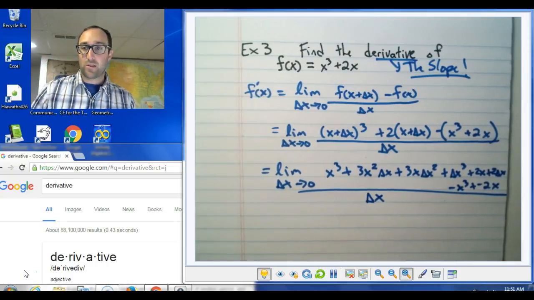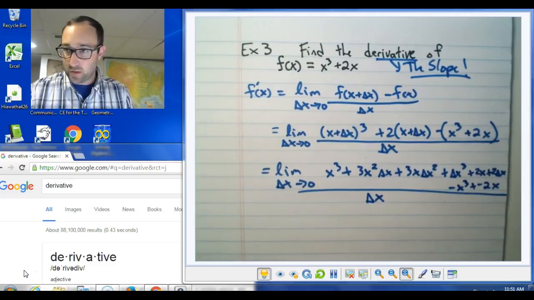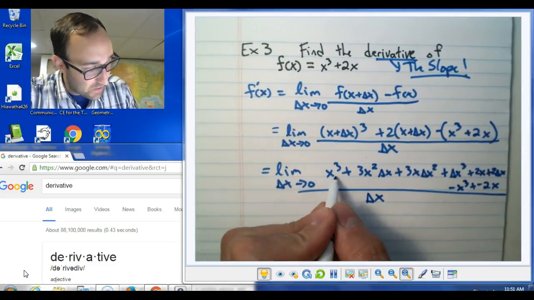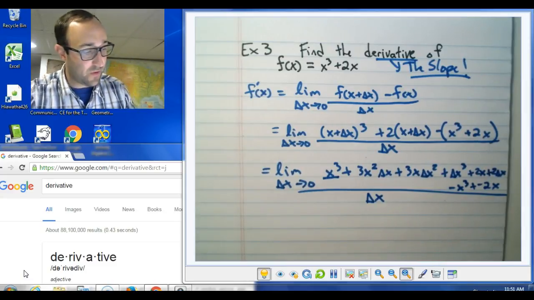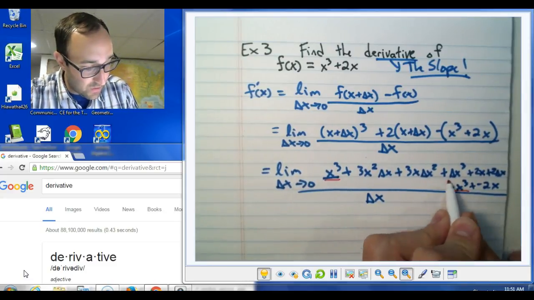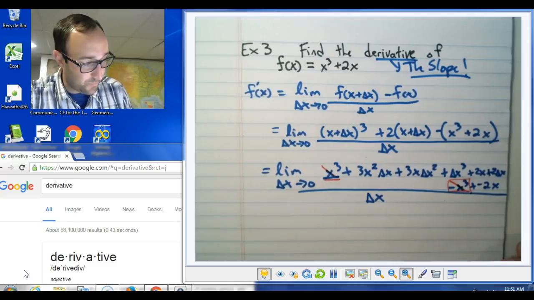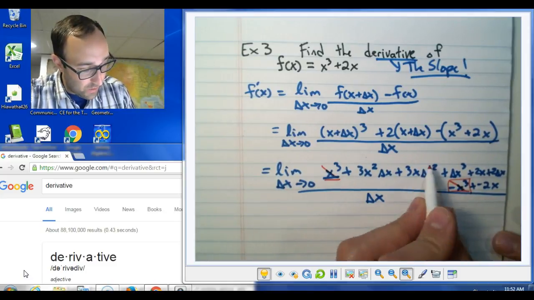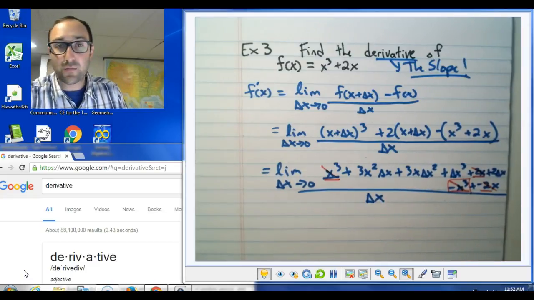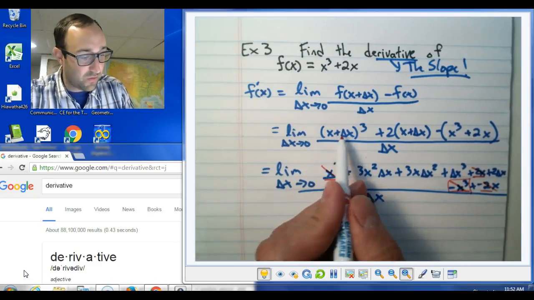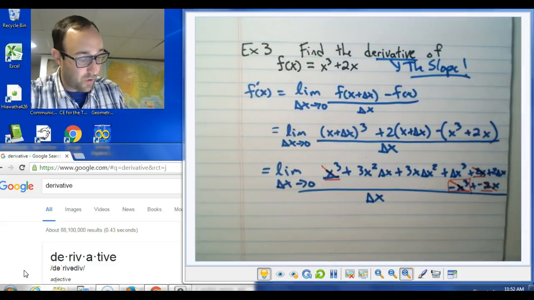Okay, now let's get through and see what we can do to hopefully clean this up. First of all, I've got an x cubed, and let's use a different color here. That seems like fun. Let's use red. I've got an x cubed and a negative x cubed, so they cancel out. Good. I have, let's see, a 2x and a negative 2x. These are going to cancel out. And that should pretty much happen every time, because you've got one here, you've got one here. They're going to cancel out. Okay, so what are we left with as far as this goes?